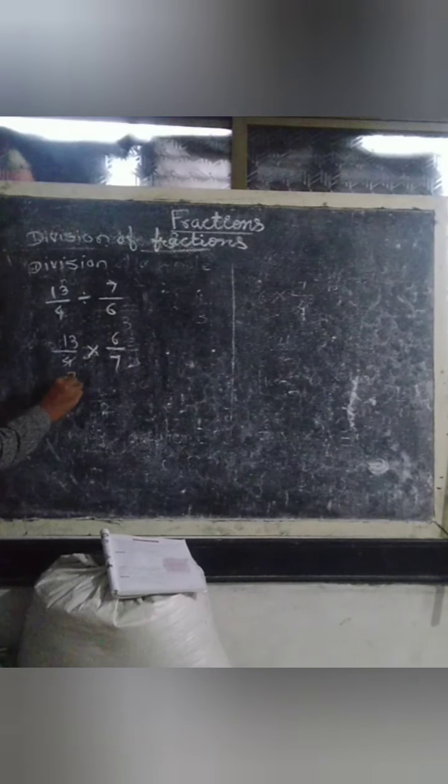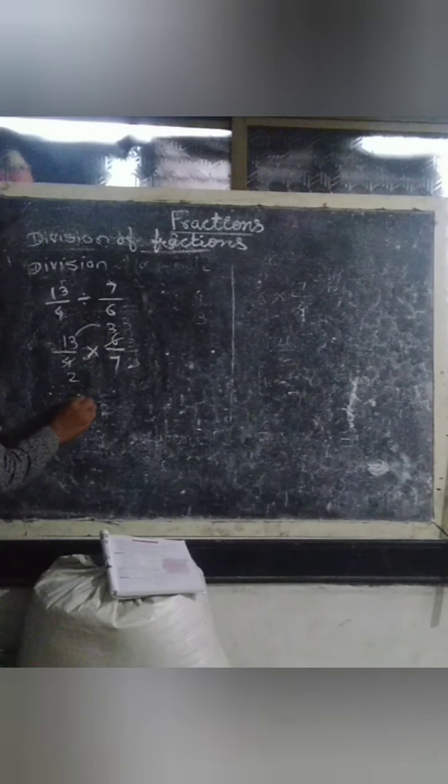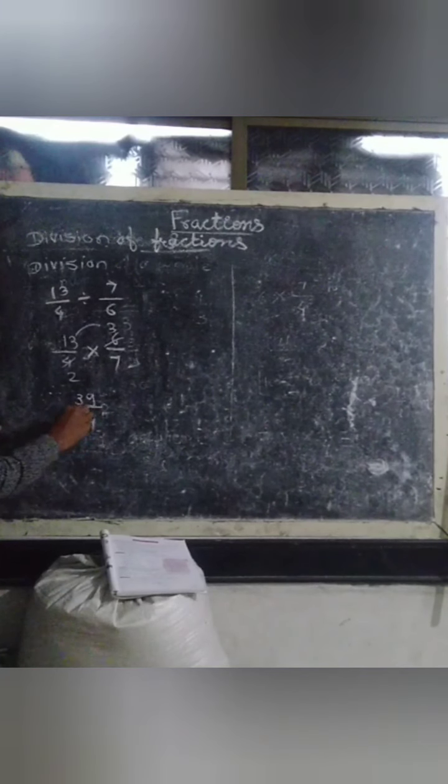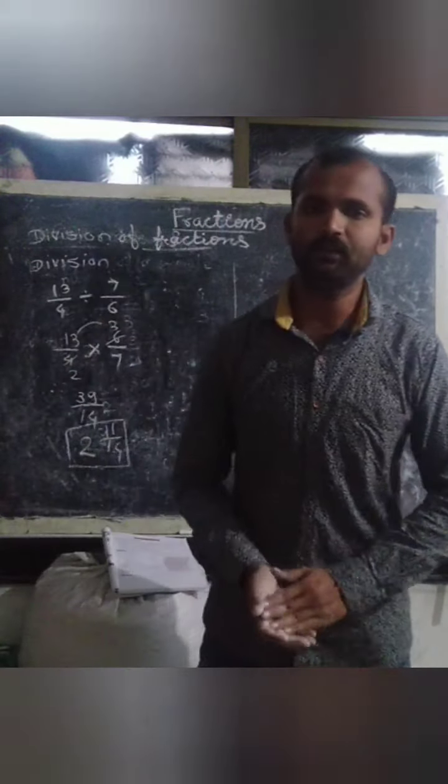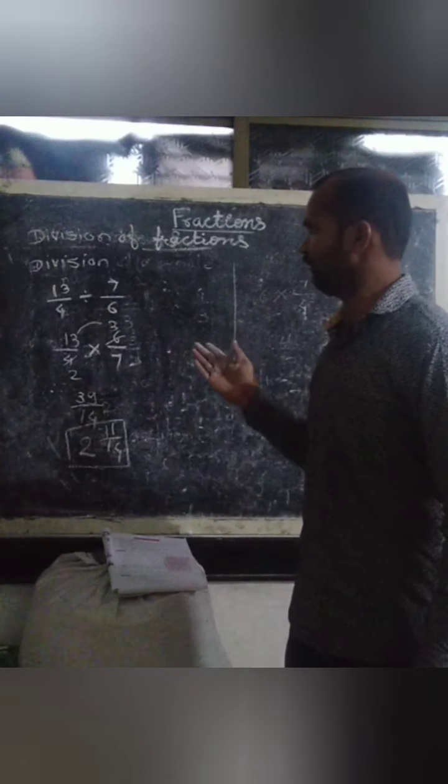2 2s are 4, 2 3s are 6. 13 and 7, division is not possible, any division is not possible, so multiply. 13 3s are 39, 7 2s are 14. Again a mixed fraction: 14 2s are 28, 11 upon 14. So this is the quotient. So students, in this way we can divide in a very simple way.